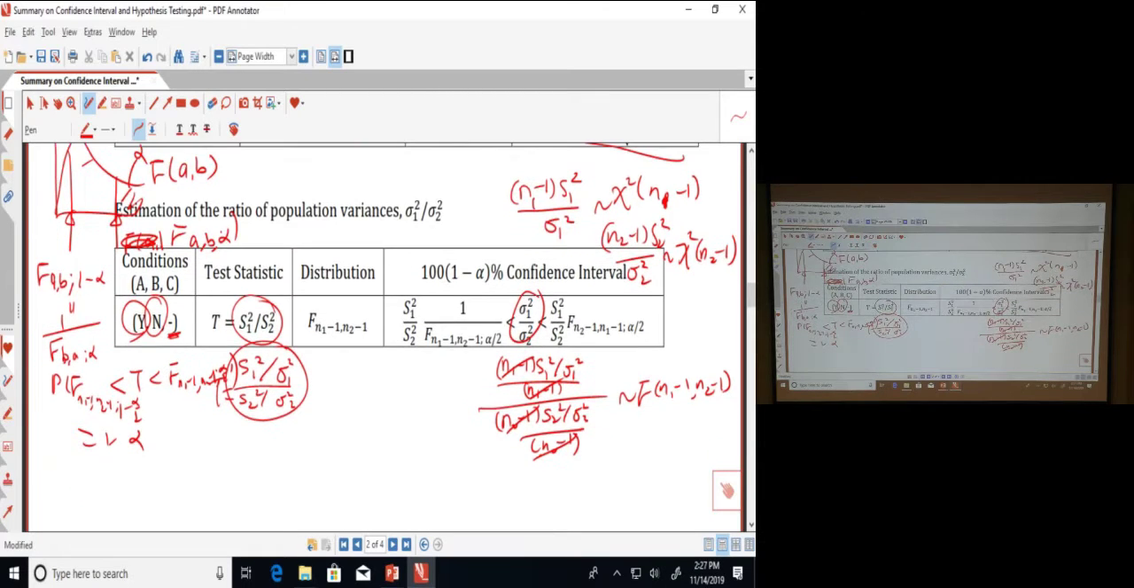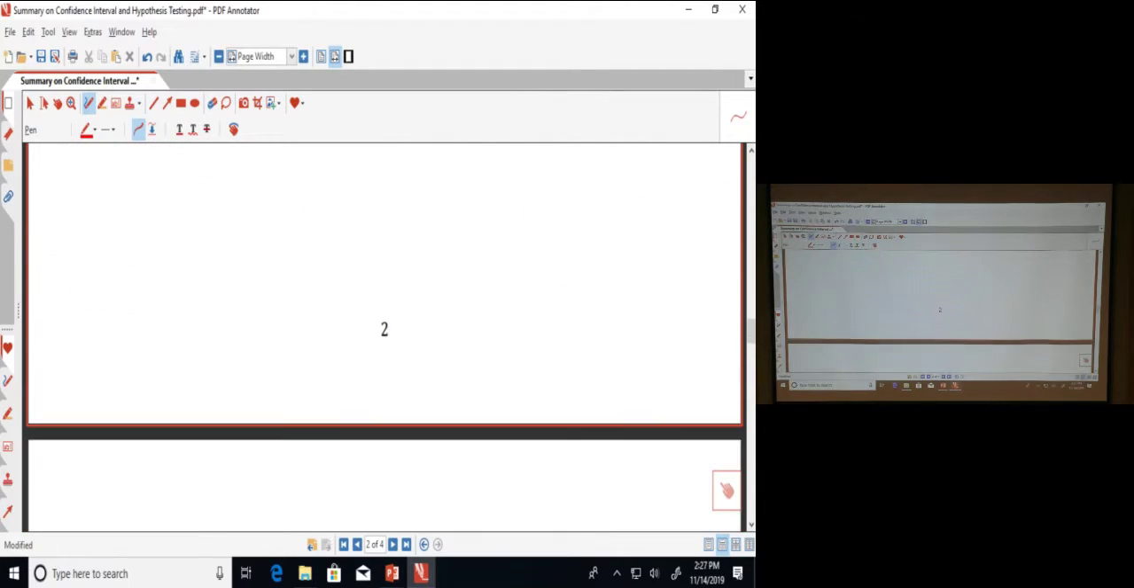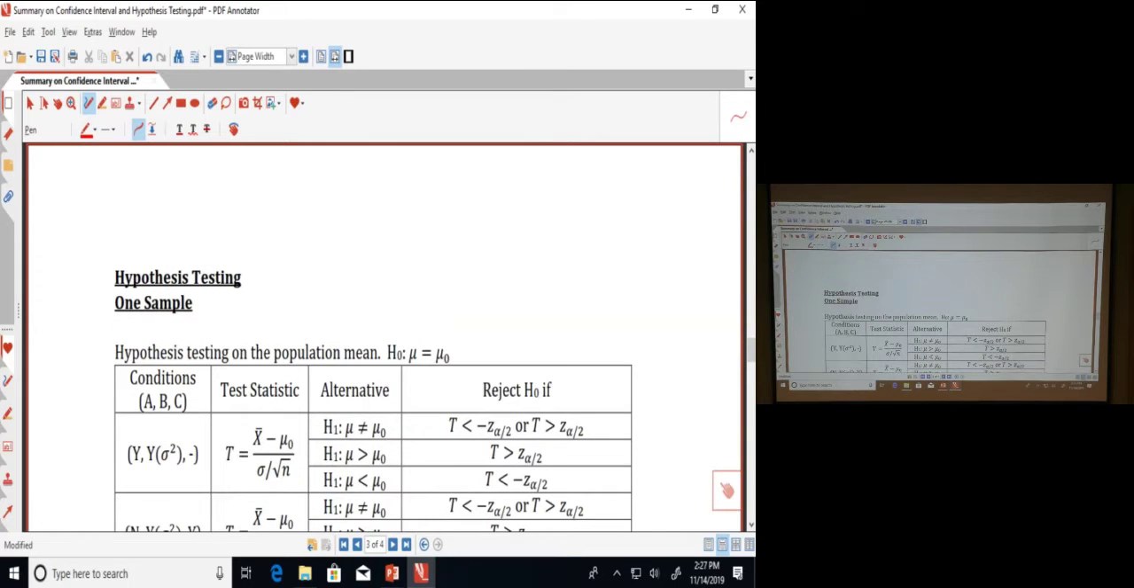Then come to hypothesis testing. Same condition, same test statistics, but for hypothesis testing, it's a little bit more complicated. There are one-sided tests and two-sided tests. For one-sided, you also have to specify the direction.